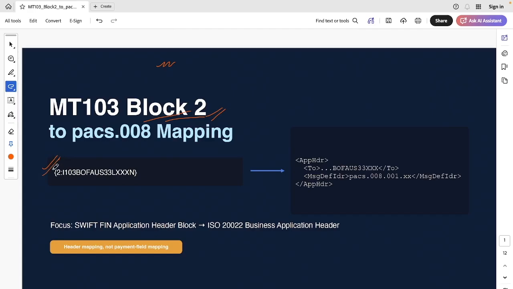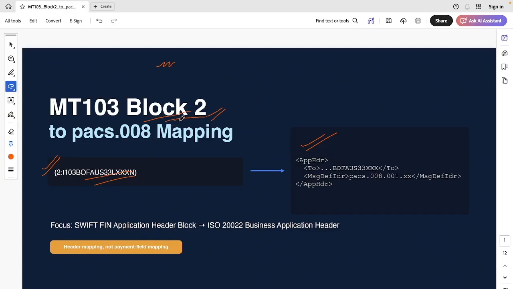On the screen, you can see this sample MT103 Block 2 value, and on the right, you can see some possible ISO 20022 business application header elements. An important point to understand from the beginning is that even for Block 2, this is mainly a header to header mapping exercise. We are not yet mapping customer payment information such as the debtor, creditor, amount, currency, account numbers, remittance information, and so on. Those details are normally present in MT103 Block 4 and will be covered in the upcoming sessions.